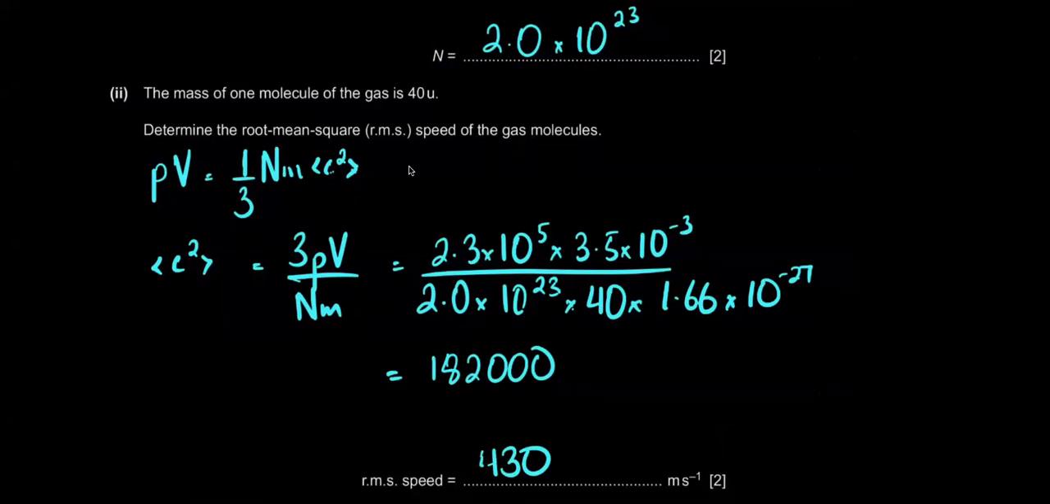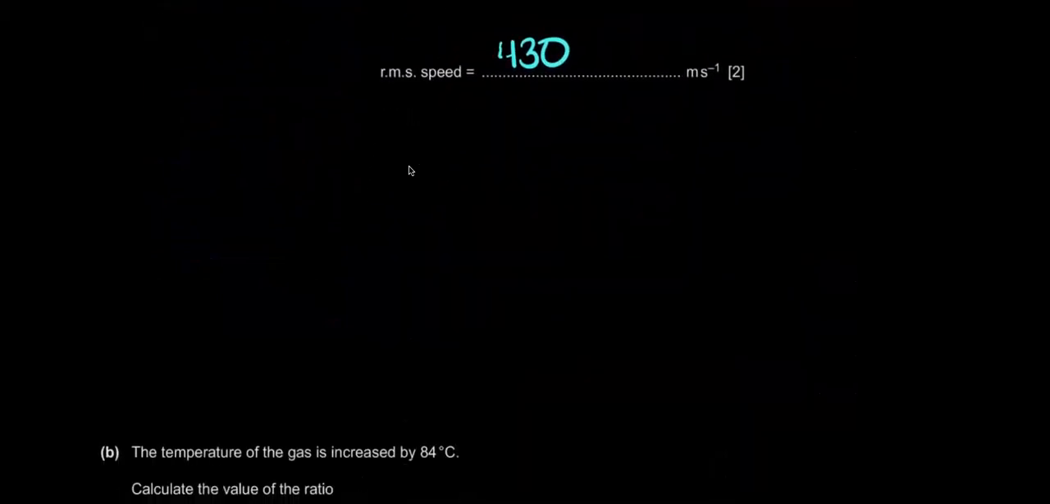On to the next part. The temperature of the gas increased by 84 degrees centigrade. Calculate the value of this ratio, the new RMS speed of the molecules divided by the original RMS speed of the molecules. So now we can calculate the new temperature and the new RMS speed corresponding to this temperature.